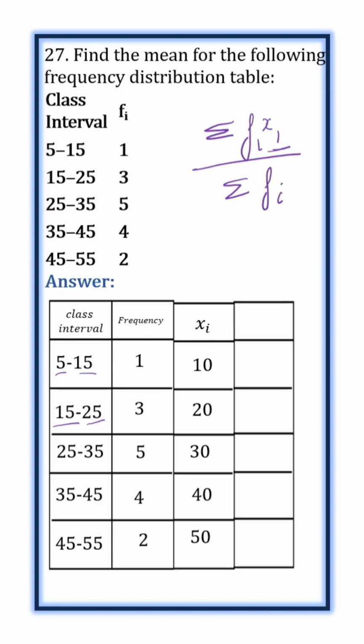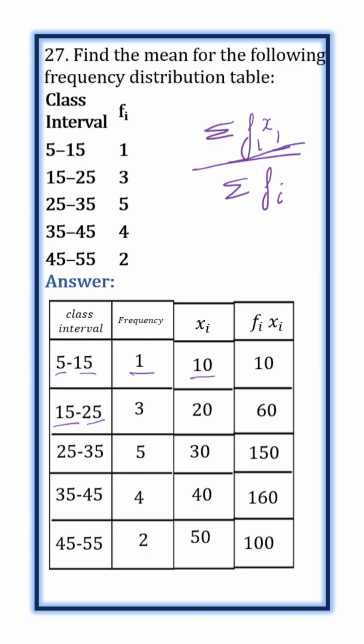Now since we want the product of frequency and xi, what shall we do? Multiply these two and write it here. 3 into 20, 60. 5 into 30, 150. 4 into 40, 160. 2 into 50, that is 100.